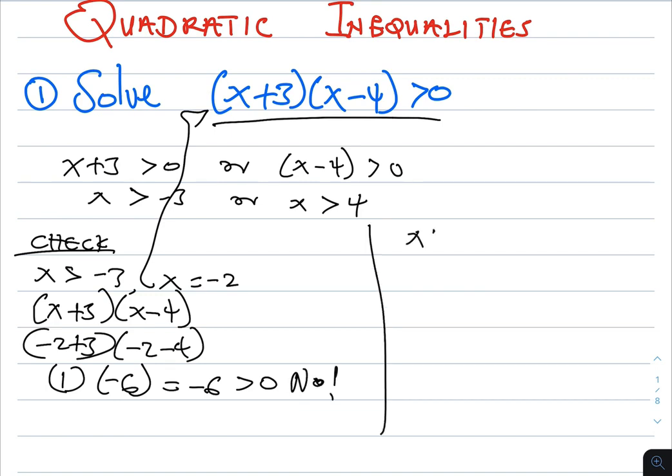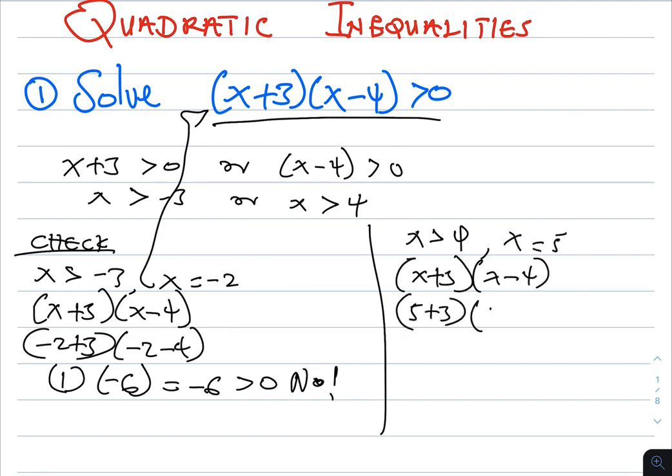So let's check the other one too. We say x is greater than 4. So we can choose x to be what? 5, right? Cool. So you have x + 3, x - 4. So 5 + 3, and then 5 - 4. This is 8 times 1, and that is 8. Is it greater than 0? The answer is yes. So one is wrong, one is right.